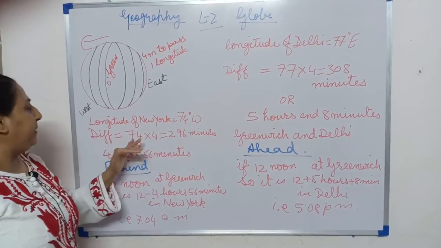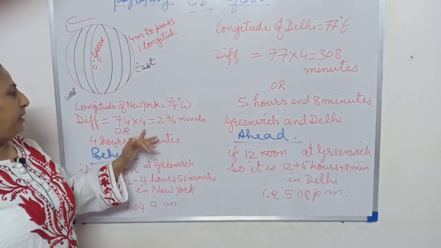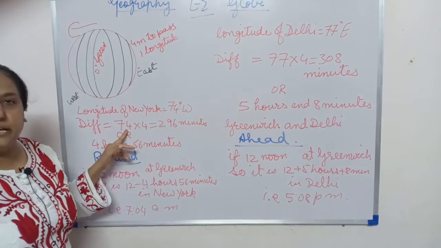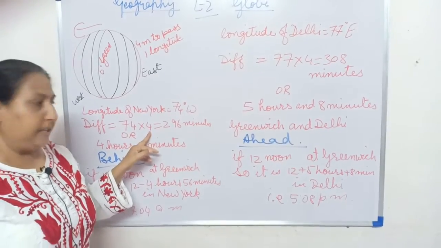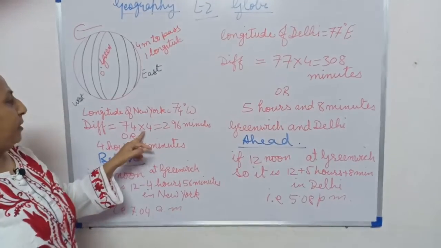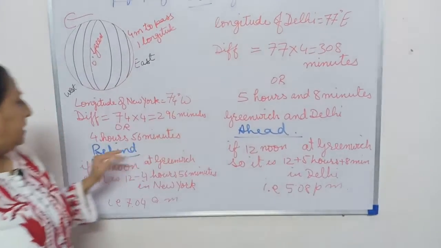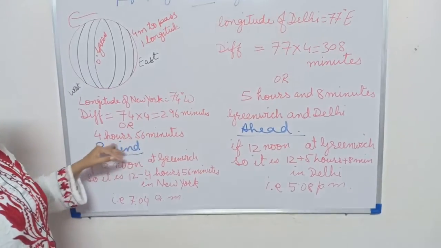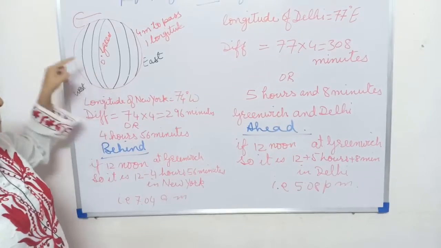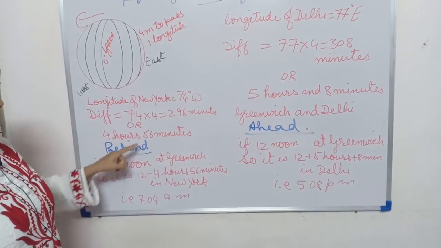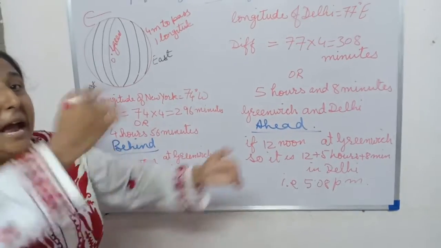Now difference between is 74 into 4. Why we have taken 74 into 4? New York is 74 degree and there is a difference of 4 minutes in each degree. So we have taken 74 into 4 is equal to 296 minutes. Now that means to say 4 hours and 56 minutes. So the difference between Greenwich and New York is 4 hours and 56 minutes back, behind.